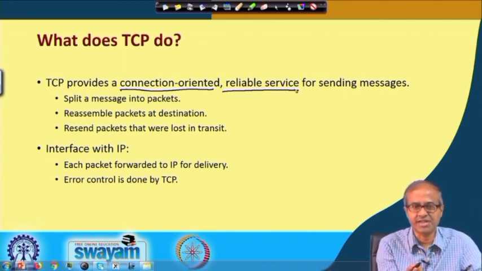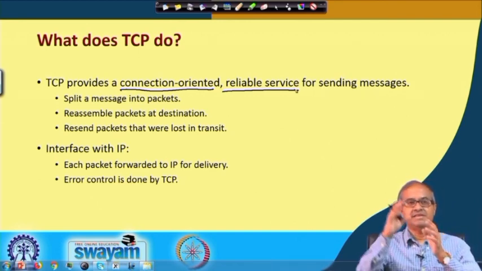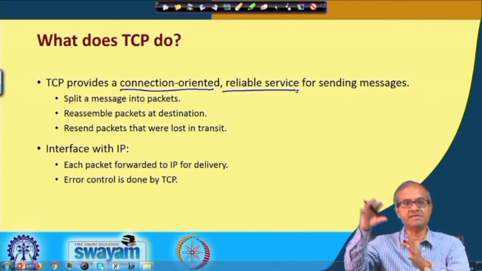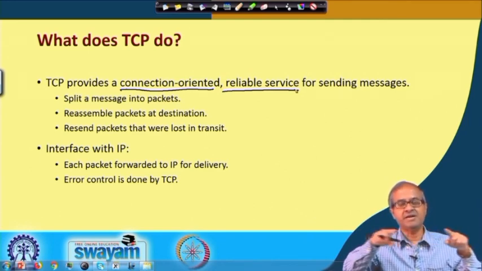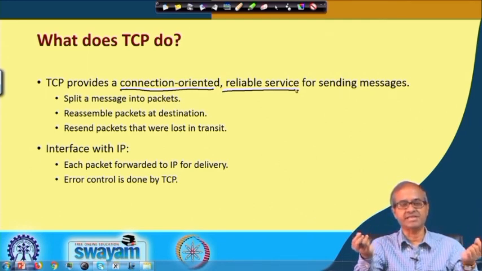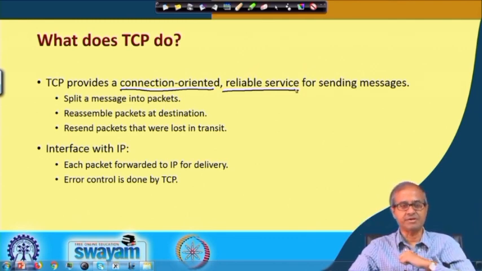Reliable service in this context means that if some packet gets lost, it will get retransmitted. Connection oriented means that the application running on the receiving end will have the illusion that it has a connection, some kind of a virtual circuit or circuit switching going on. Data is coming and is being received in the same order.